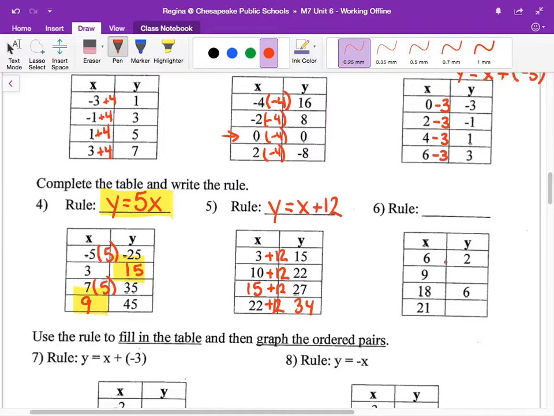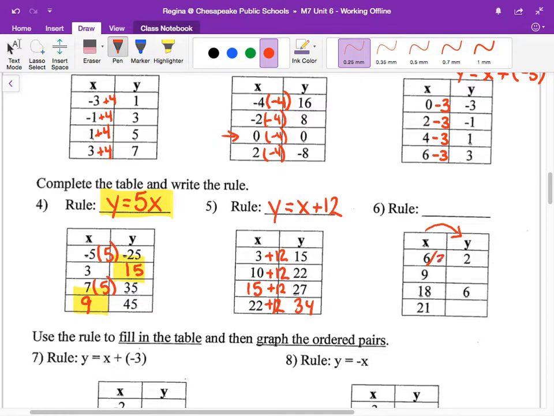All right, next one. What could you do to 6 to get to 2 and 18 to get to 6? What would be happening there? No, because that would be 18. Do the inverse. 6 times 3 would be 18. We get 2. So do the inverse of what you just said. What would you do to 6 to get to 2? Because we got to go in this direction, from x to y.